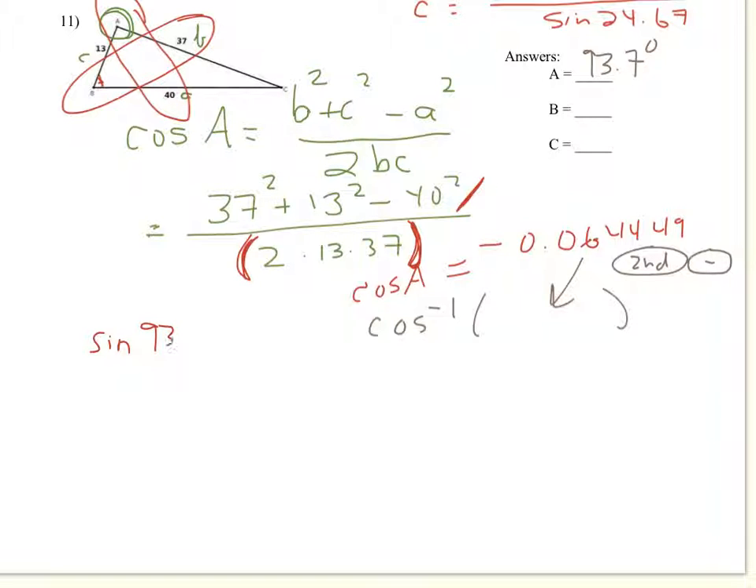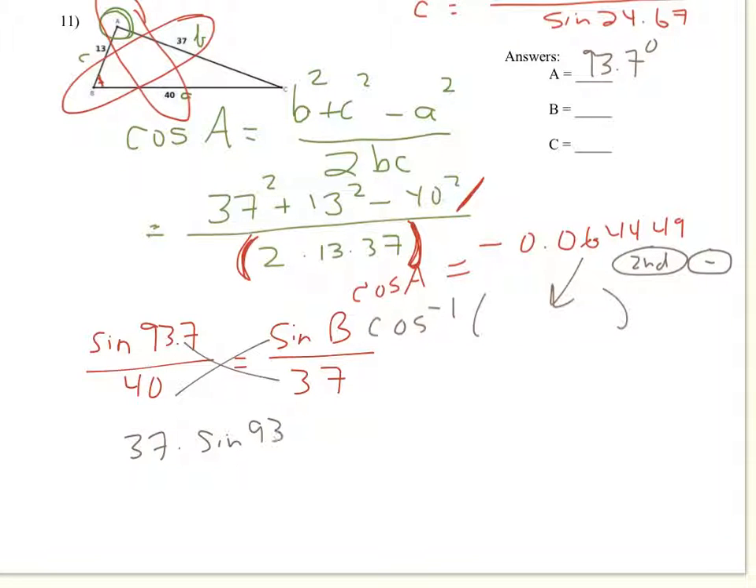Sine of 93.7 over 40, which is the side opposite that angle up above. And then the sine of angle, I said I would look for B, and the number across from B is your lowercase b of 37. Once again, cross multiply. 37 times sine of 93.7 degrees will equal the sine of B times 40. And again, to get the sine of B alone, of course, we're going to be dividing both sides by 40.